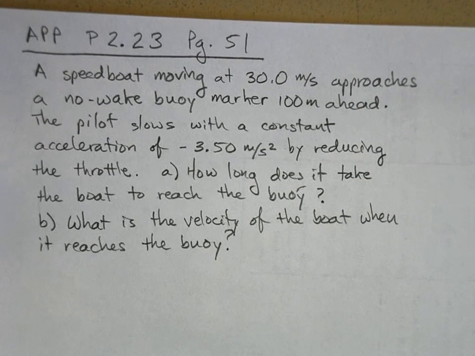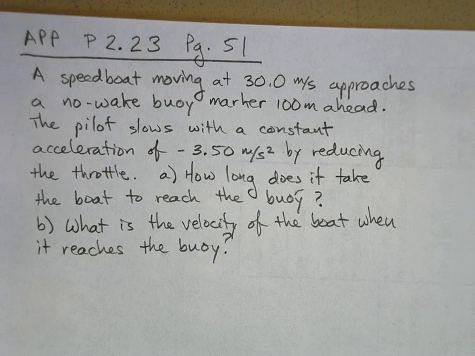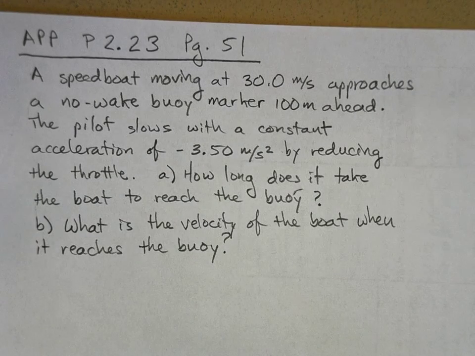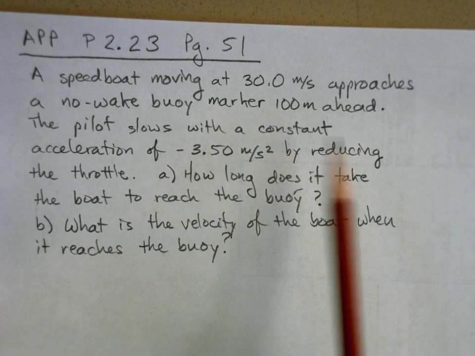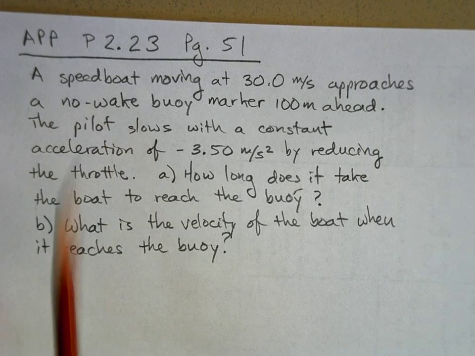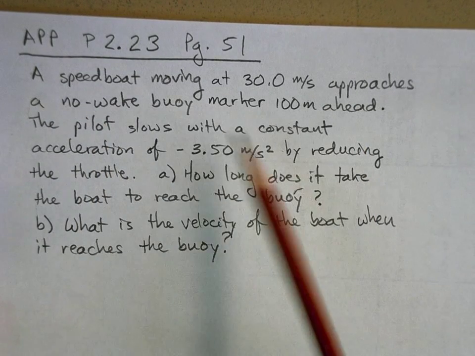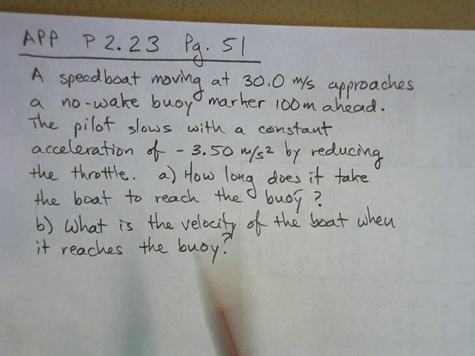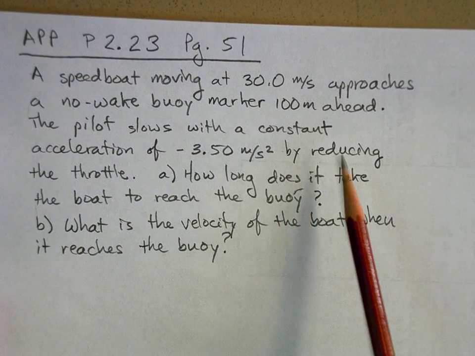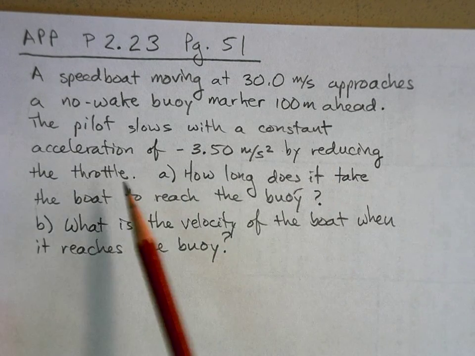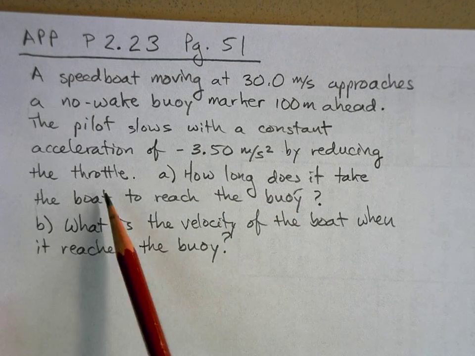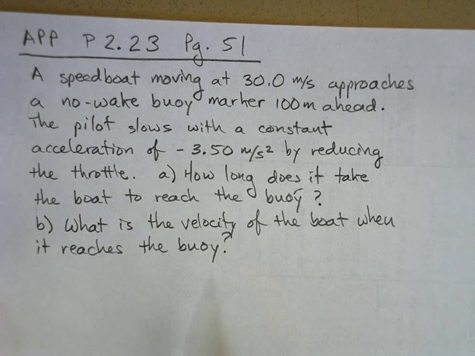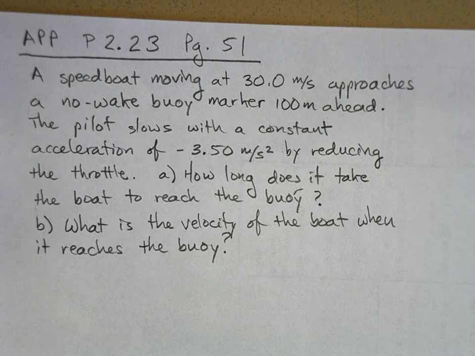Let's do problem number 23 on page 51. It goes like this. A speedboat is moving at 30 meters per second. It approaches a no-wake buoy. I don't know what a no-wake buoy is, but anyway, it's a buoy. It's 100 meters ahead. The pilot slows with a constant acceleration of negative 3.5 meters per second squared by reducing the throttle. How long does it take the boat to reach the buoy? And what is the velocity of the boat when it reaches the buoy?